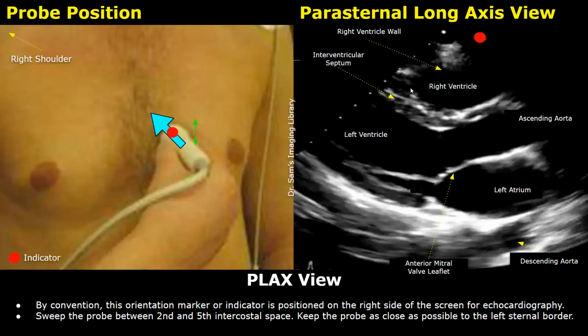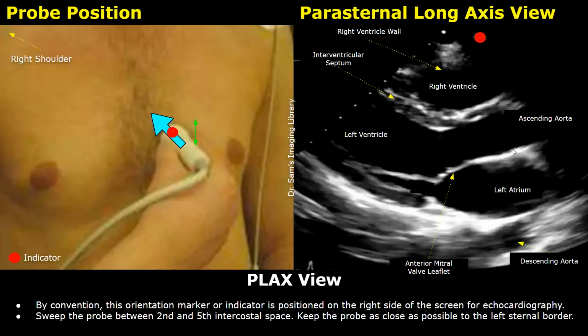Behind the septum, we find a larger chamber. This large anechoic chamber is the left ventricle. The left ventricle is larger than the right ventricle. The left ventricle is connected to the ascending aorta. This tubular area is the ascending aorta. The aortic valve is also present here. It is not visible in this image because the valve is open.